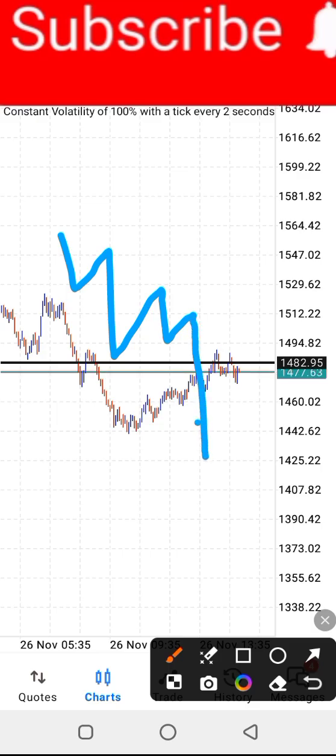So this particular high right here did not lead to a break of structure. Okay, so you're not supposed to consider this one. You need to look for at least 2 or 3 points that actually lead to a break of structure. That's when you have a solid trend line.